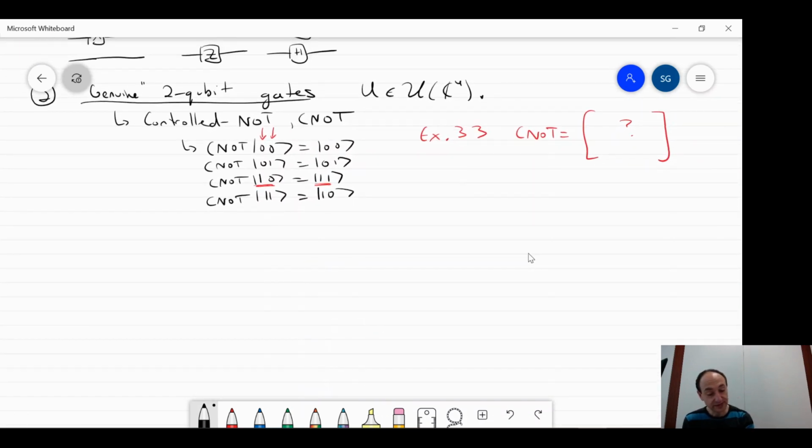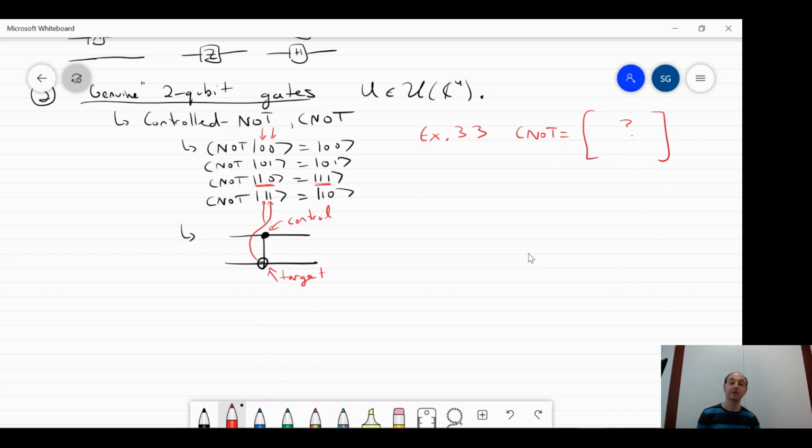In terms of a circuit diagram, it just looks like this, right? We say this is the control and this is the target wire. Okay, so that's like the first qubit in this picture, right? And this is the target wire, the second one. So this is this second qubit in the picture. Okay, that's always the ordering we use in this course.